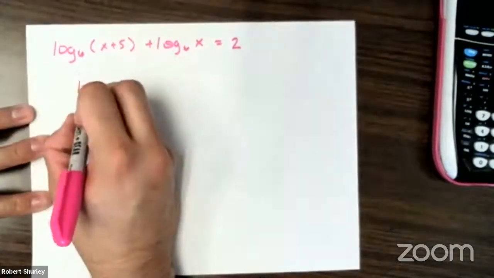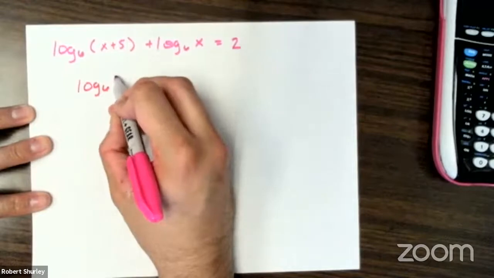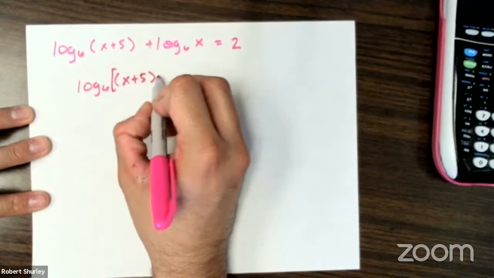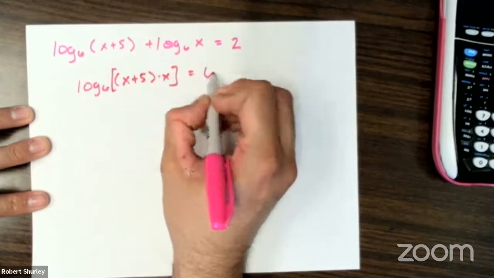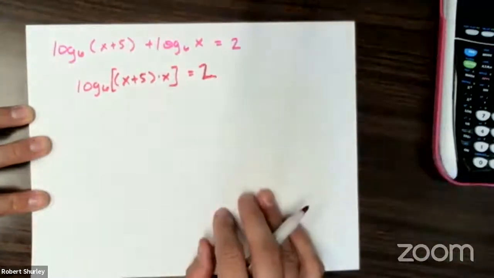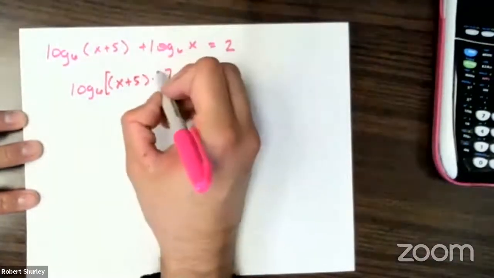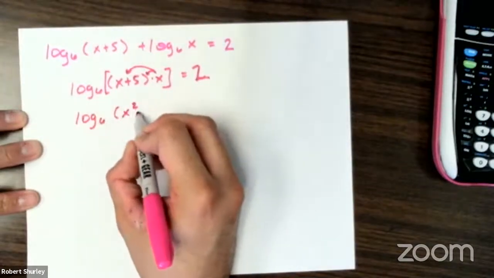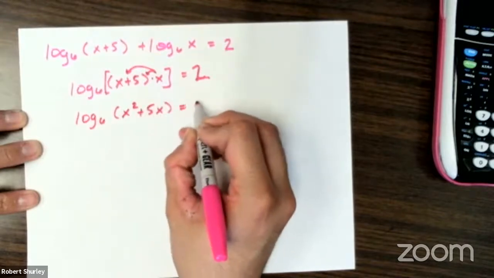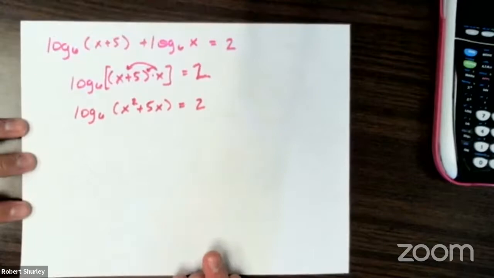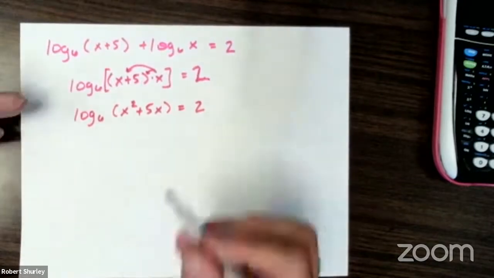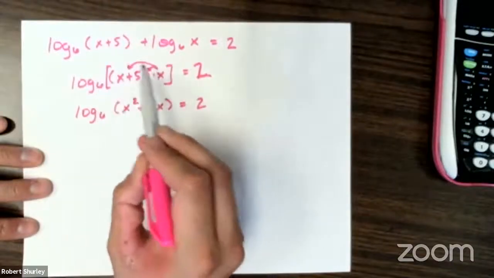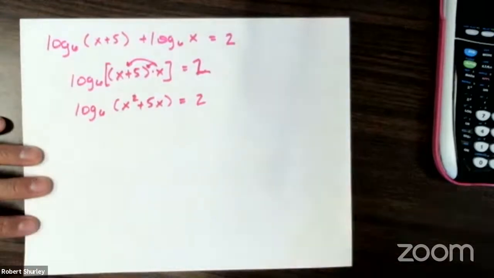So let's combine this. So we've got log base 6. Remember, if you combine them, you're multiplying, right? So I'm going to put a big bracket here: x plus 5 times x. And now I'm going to distribute the x. So I wind up with log base 6 of x squared plus 5x equals 2. Okay? Questions about that? That was 4.3 stuff, right? Remember, if it was addition on the outside of the same logarithm, you can combine it on the inside with multiplication. Not too crazy.